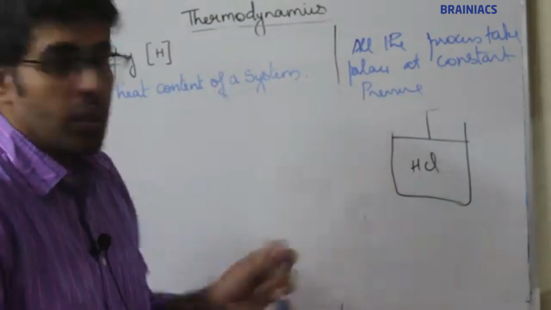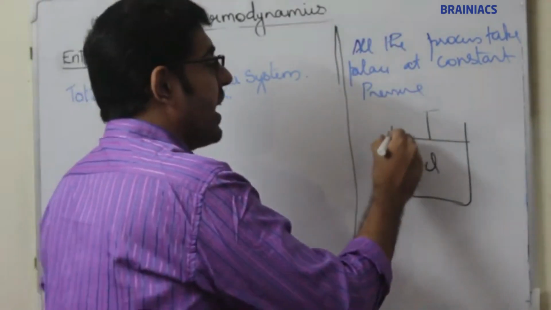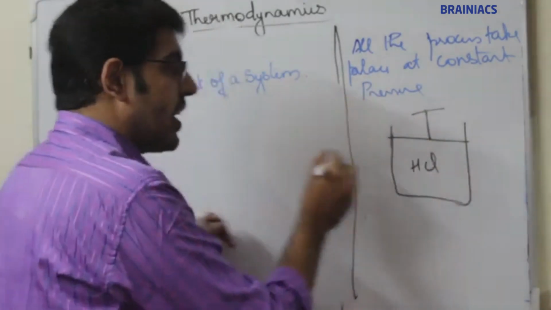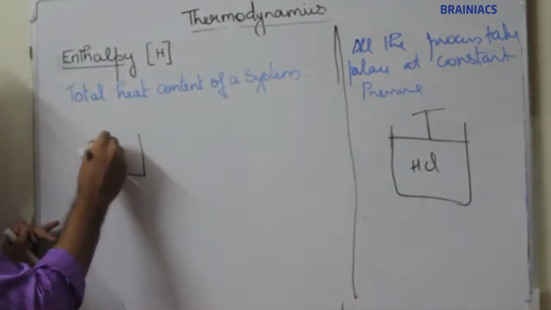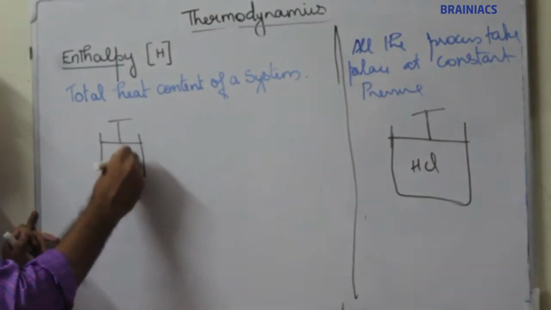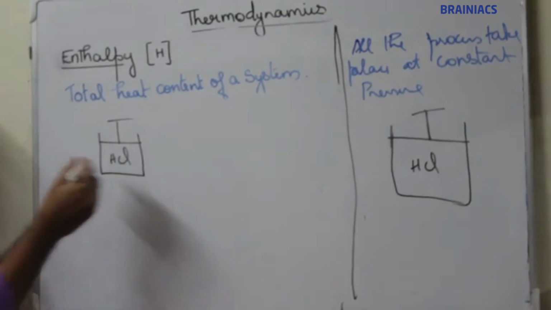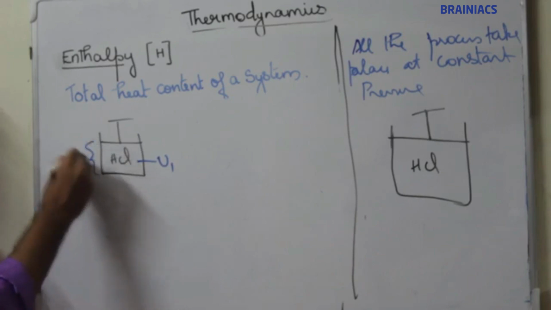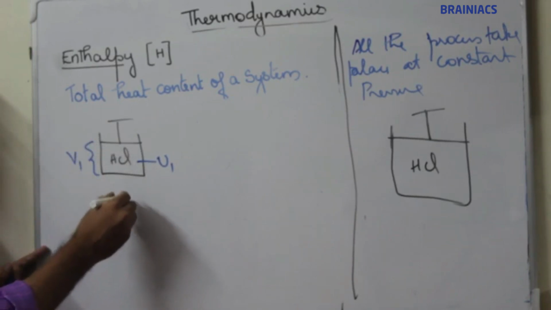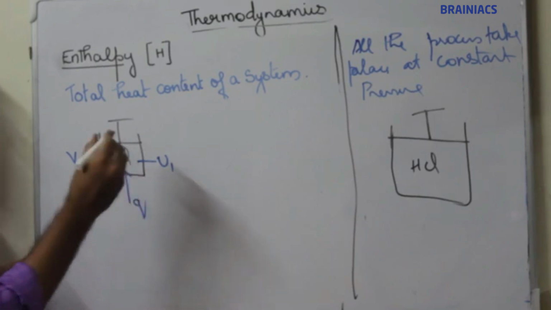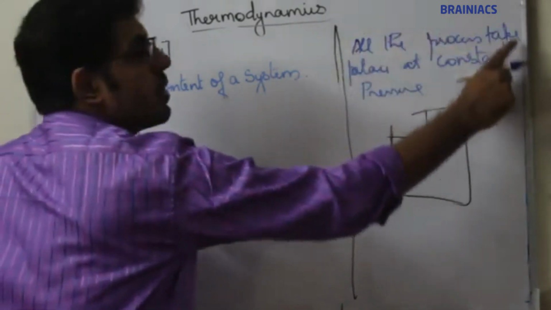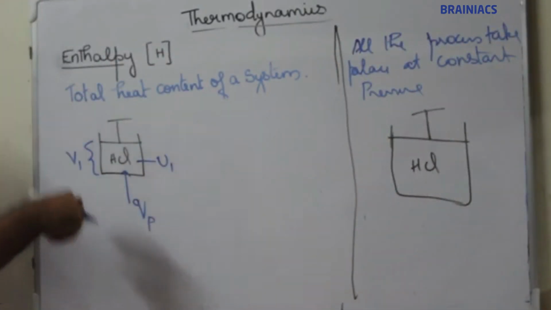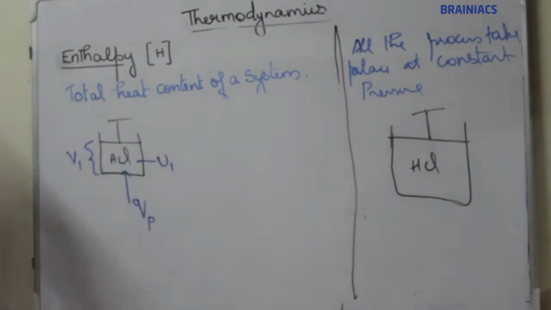Now, to explain enthalpy, consider a cylinder filled with HCl gas. Let the internal energy of this HCl gas be U1. Now let the volume be V1. Now I'm supplying heat energy at constant pressure, because all the processes in the universe take place at constant pressure. That means the heat energy is supplied at constant pressure.